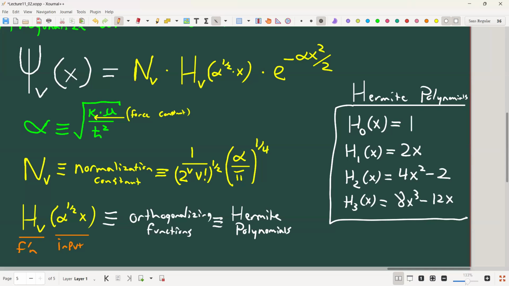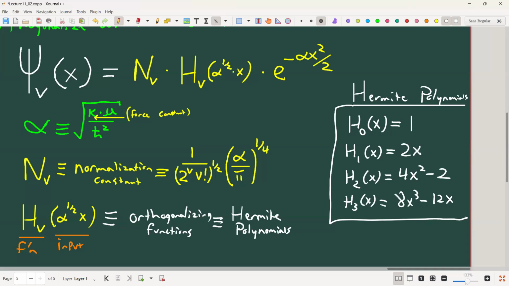There's the normalization constant, right? But the meat and bones of the wave function is this Gaussian, e to the minus x squared. That's a brand new thing we haven't seen before. And it's multiplied, depending on which state we are in, by some polynomial. It's just x's. And of course, what I'm going to plug in here for x actually is alpha to the 1/2 times x.